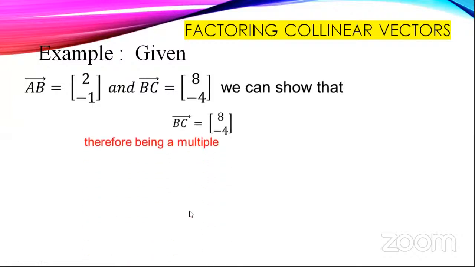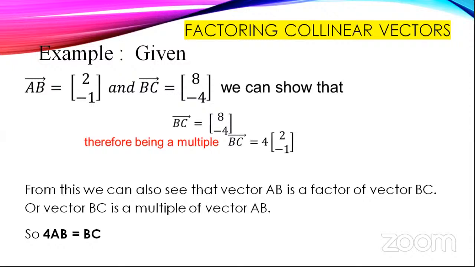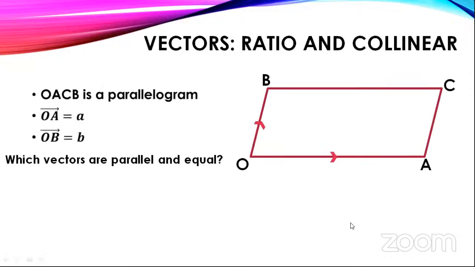So we're given these two and we know it, guys. In looking at these two, we can see that one vector is a multiple of the other vector, right? So from this, we can see that vector AB is a factor of vector BC, or vector BC is a multiple of vector AB. So 4 times vector AB is equal to vector BC. All right, awesome, guys.